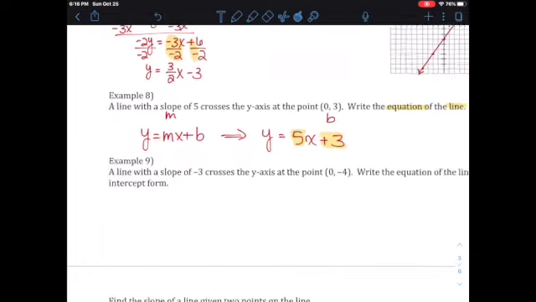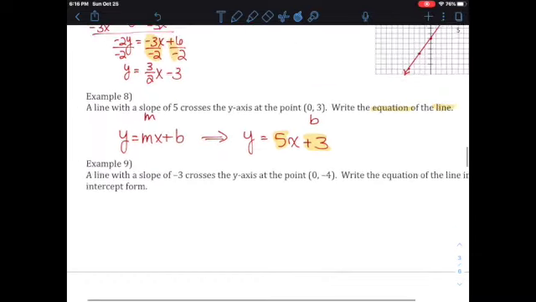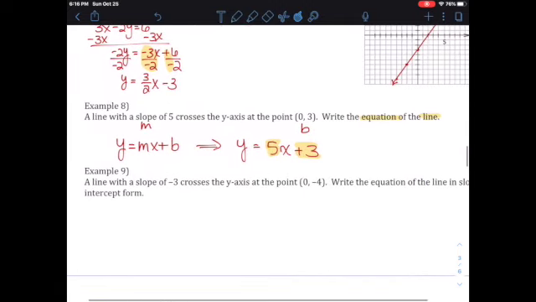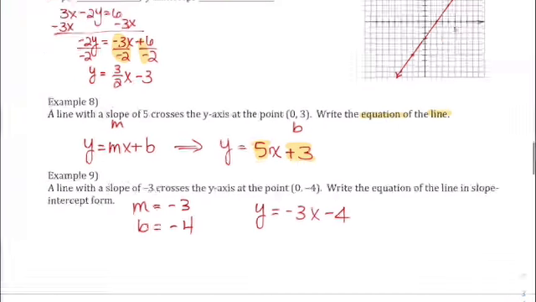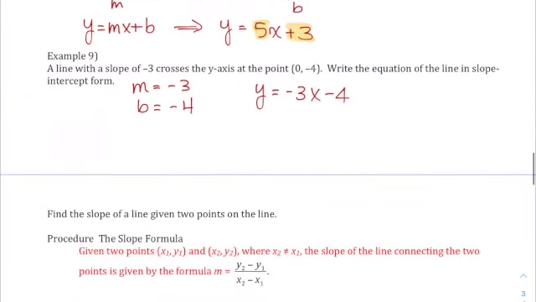On to example number 9. I would like you guys to try it, and then you can check your answer. Please pause the video. The answer for example 9 comes out to be y equals negative 3x minus 4. Going on to the next thing.